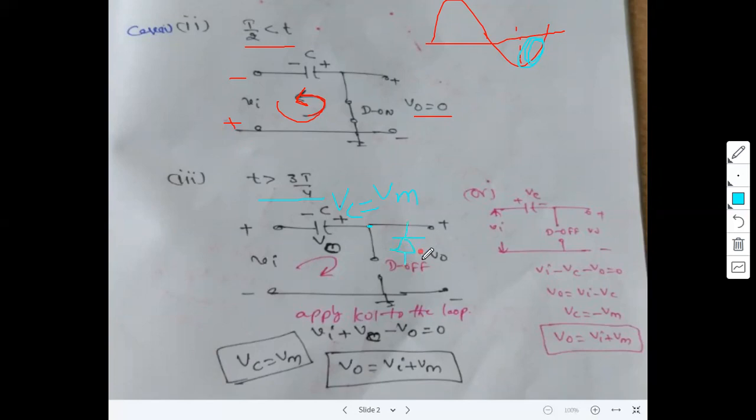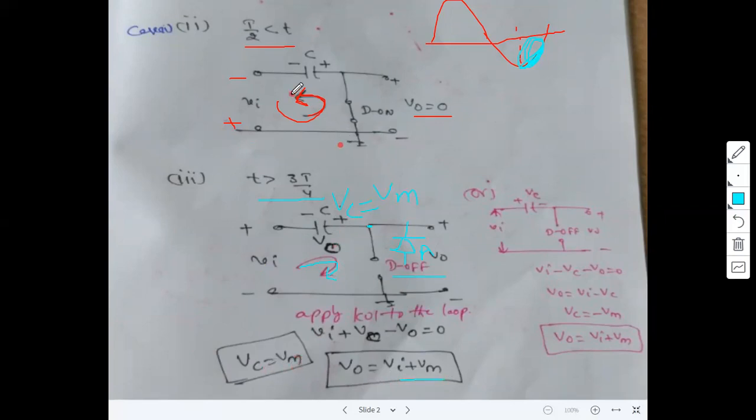Here the anode voltage, that is the input voltage, decreases. Since the cathode voltage is already charged to Vm, the diode is off. When the diode is off, apply KVL to this loop: Vi plus Vc minus Vo is equal to 0. So Vo is equal to Vi plus Vm, since Vc is equal to Vm.